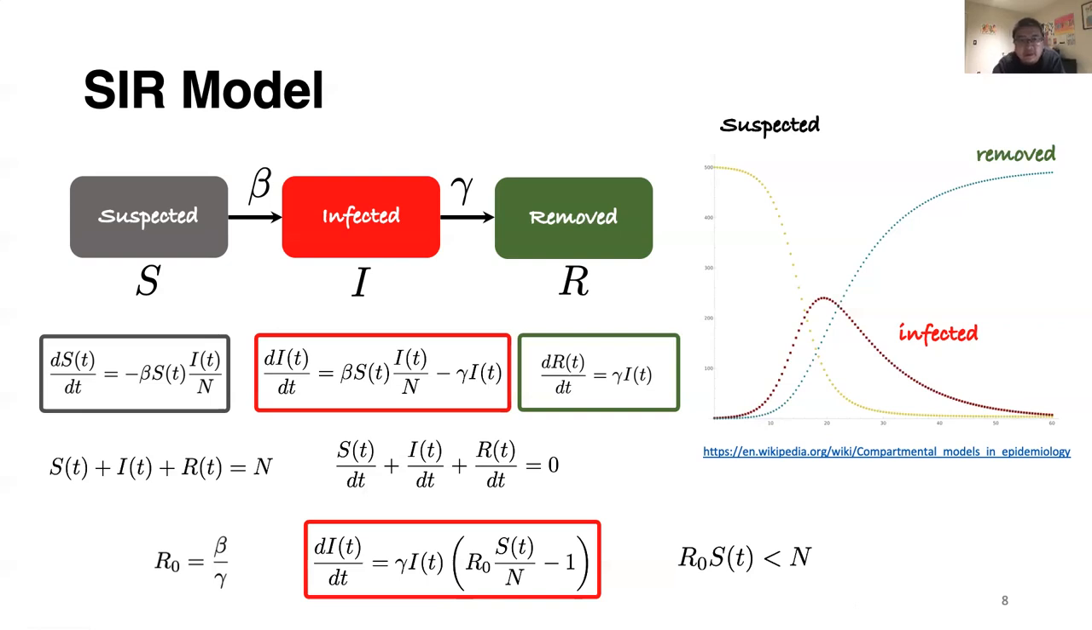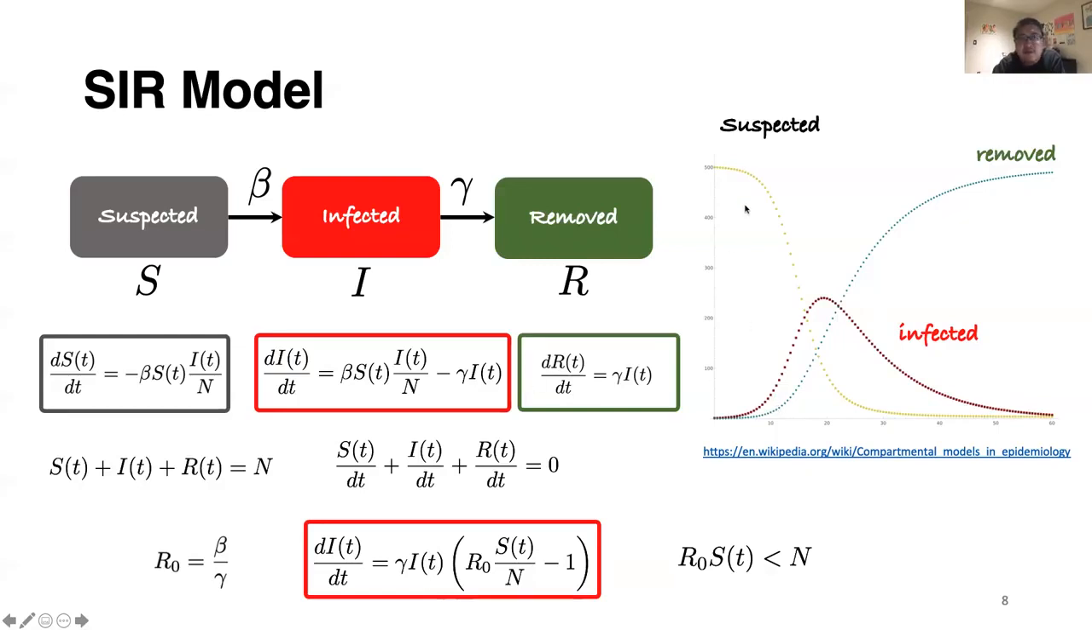So in other words, if we want the epidemic to stop, we need to make this condition happen. That means that there will be an epidemic outbreak with an increasing number of infection status if you have R0, which is a reproduction number, times ST larger than N. And this is actually a simulation with these three different equations.